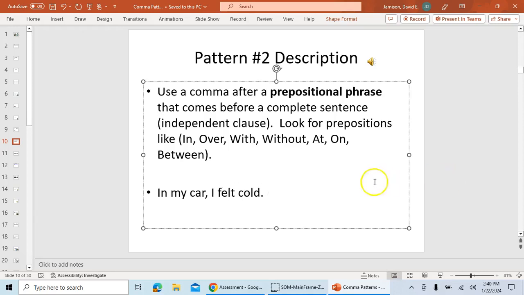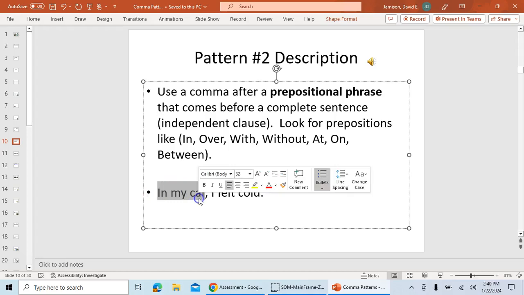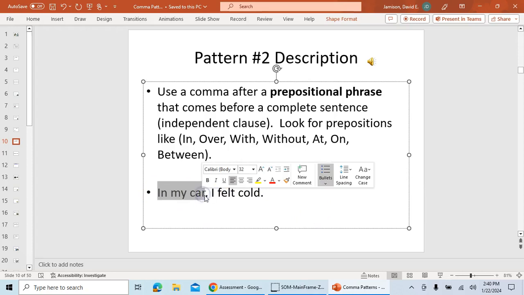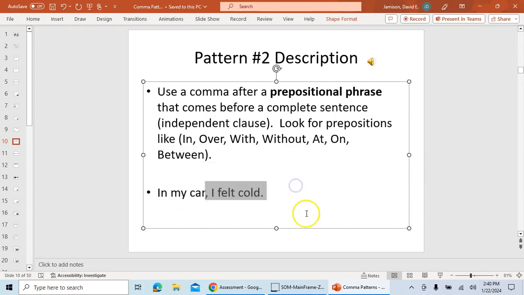That is an example of what we're looking for here. In my car, that's a prepositional phrase. It's explaining where someone is, but it isn't a complete sentence. It isn't an independent clause. I felt cold. That is an independent clause. So we're establishing where something happened, comma, and then we're saying what exactly happened.